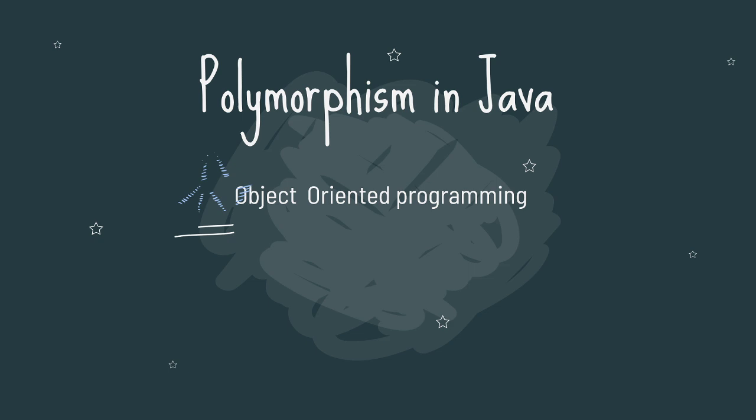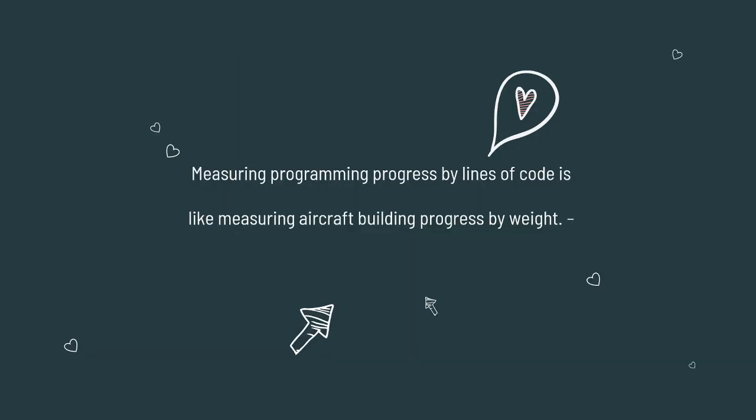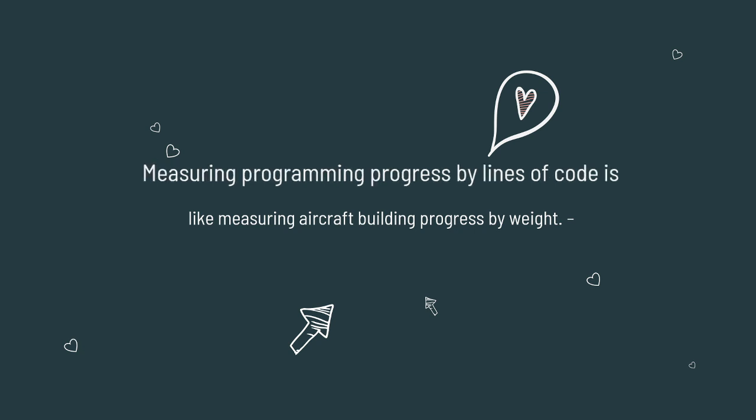Okay, so let's begin. One beautiful quote by Bill Gates: measuring programming progress by lines of code is like measuring aircraft building progress by weight. So this is said by Bill Gates.